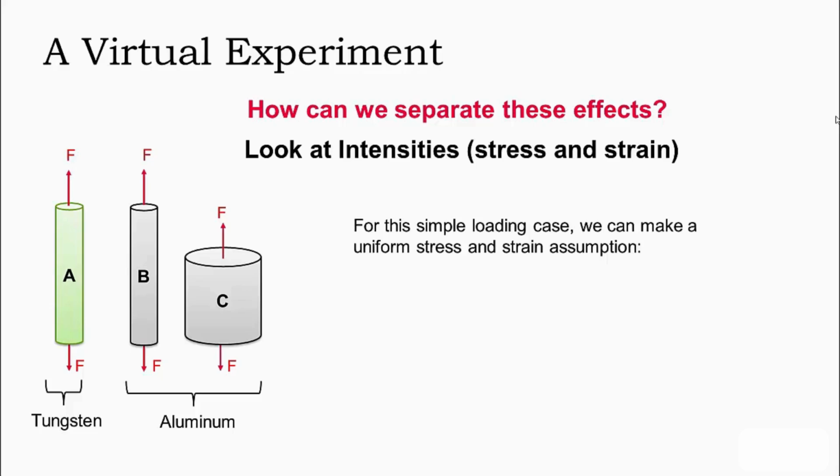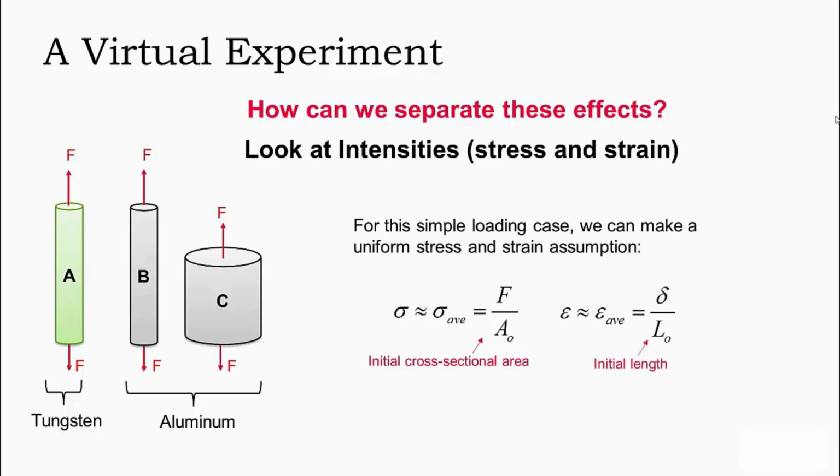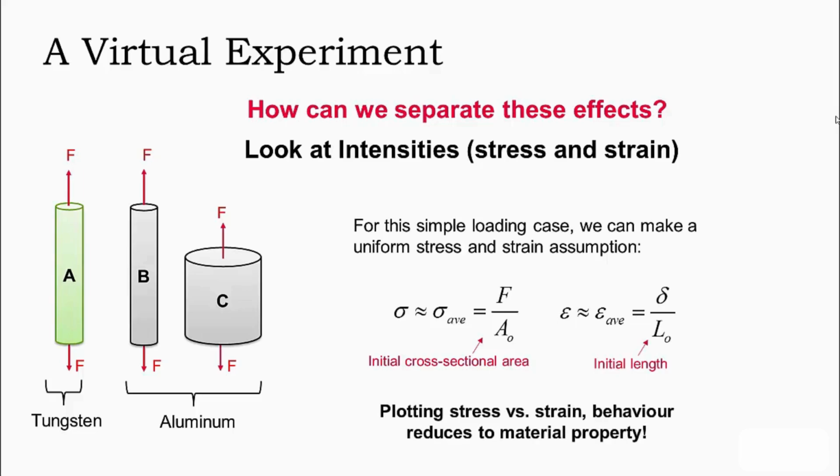Now, I know alarm bells are going off in your head right now because I spent a lot of time explaining why you can get into trouble with a uniform stress or uniform strain assumption. However, it is actually quite valid in this case, and we're actually going to examine that at a later time. But for now, let's just assume that the normal stress can be approximated by force divided by area, and the normal strain can be approximated by the total deflection divided by the initial length. Using these assumptions, we can now plot the stress-strain behavior and reduce stiffness to a material property.